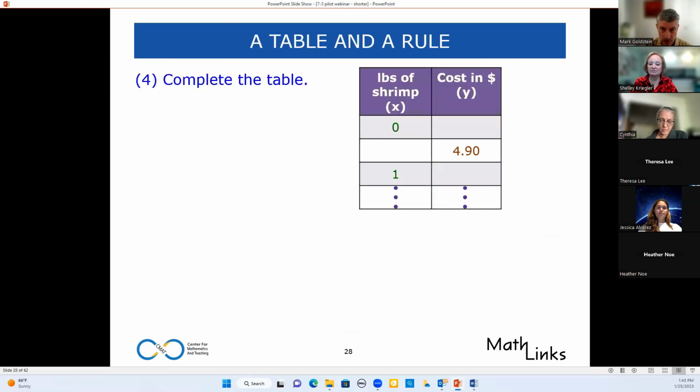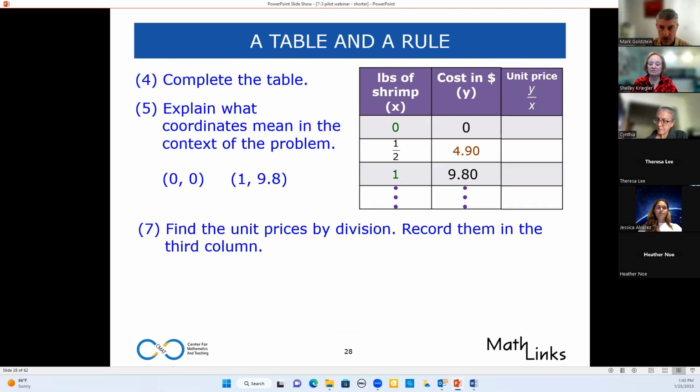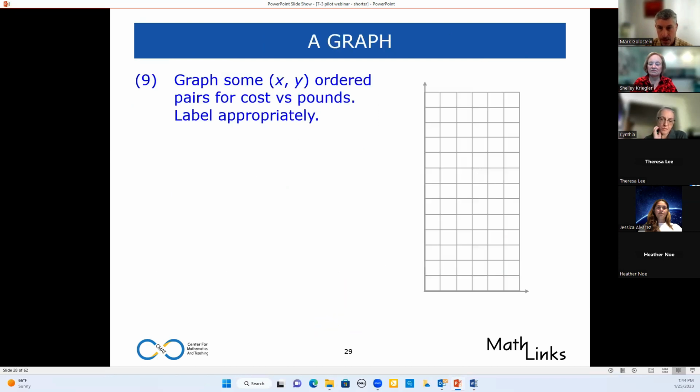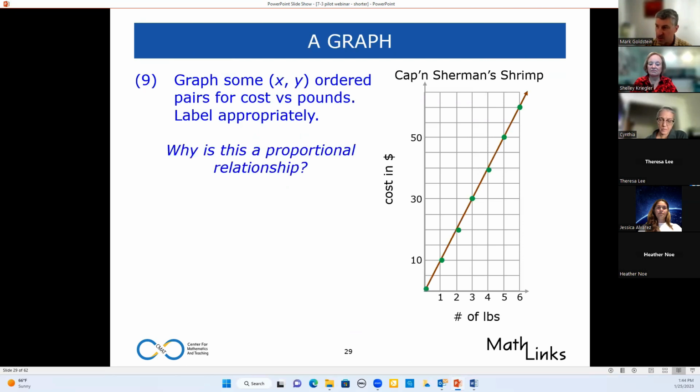After using a double number line, students fill in a table, and they also come up with an input-output rule. And of course, let's not forget a graph. And we're bringing things back to what constitutes a proportional relationship.